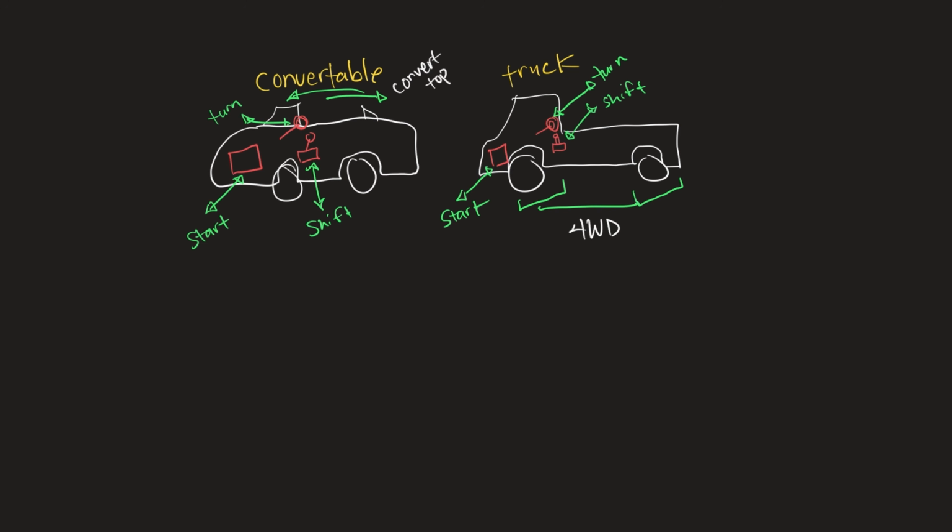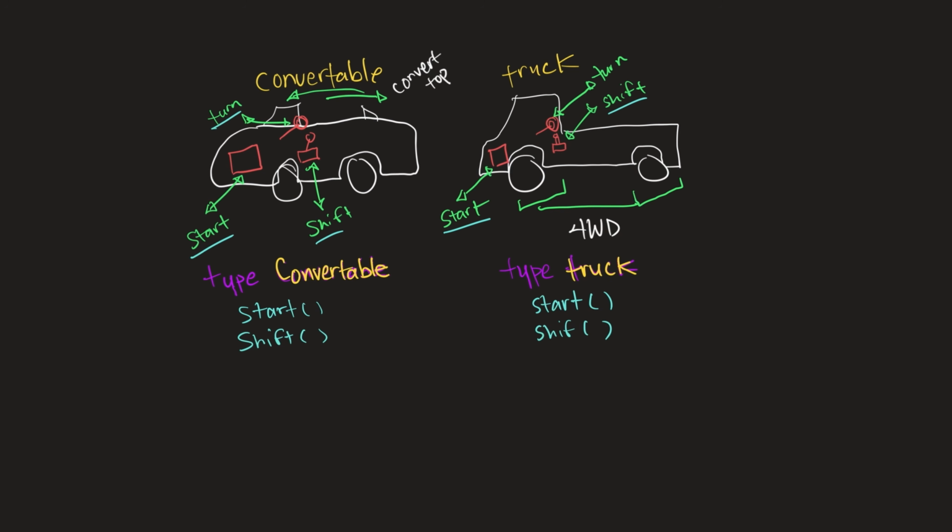So if we were to take a naive approach when translating this to code and we were to just create types for both convertible and truck, it might look something like this. Both of them would have methods to start the engine, both of them would have methods to shift, and both of them would have methods to turn. And then the convertible would have the ability to convert top, and the truck will have the ability to toggle four-wheel drive. And of course, you need to imagine that we need to write the implementation for all of these methods for these types, right?